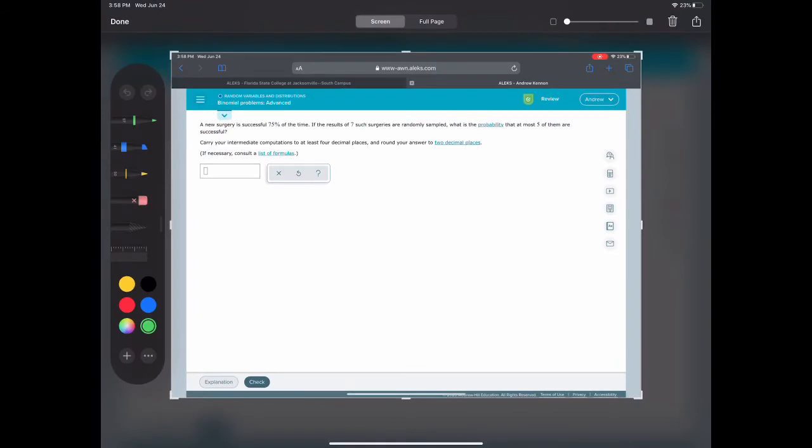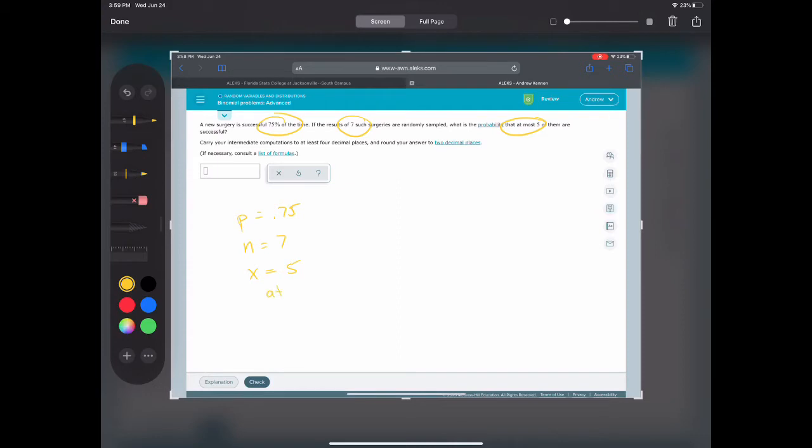All right, so in binomial problems advanced, a new surgery is successful 75% of the time. If there are 7 such surgeries that are randomly sampled, what's the probability at most 5 of them are successful? All right, so we have our probability of success, which is 0.75. Don't forget to write it as a decimal. We have our total number, which is 7. We have our number of successes, which is, what's it say, at most 5, okay?